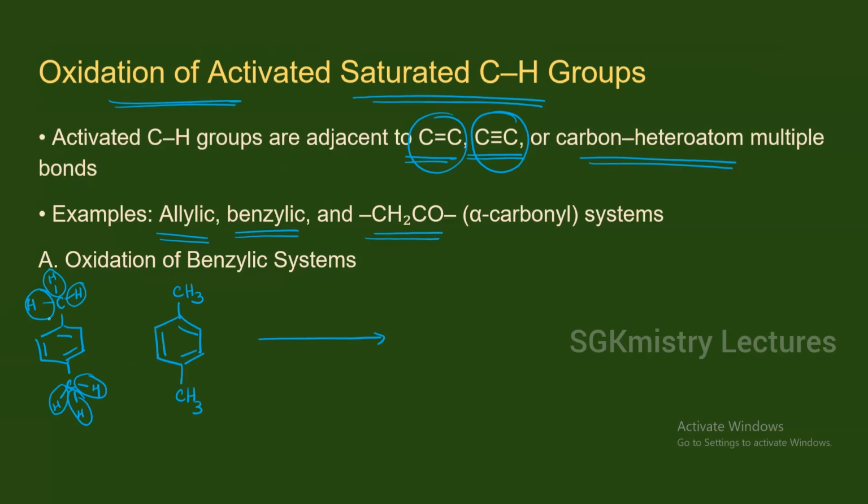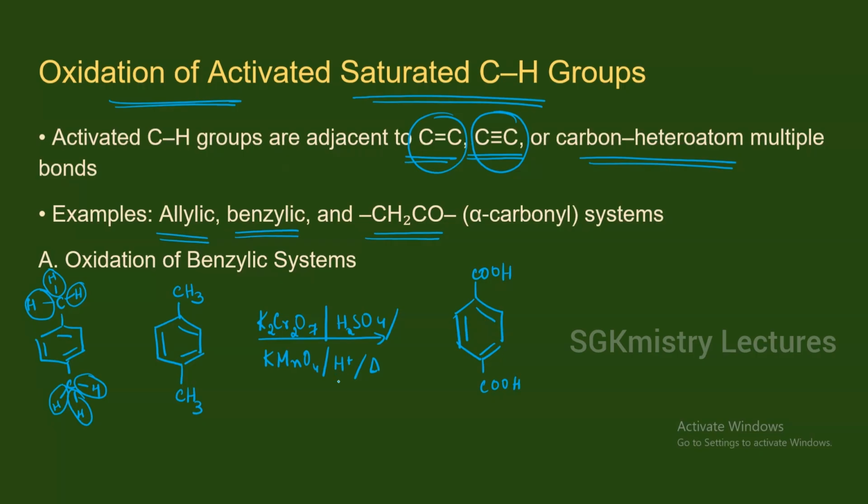Now, we take this particular compound, the benzylic system we are taking into consideration. Now for oxidation of this, we are going to take acidified potassium dichromate. Or you can also take one more, that is KMnO4 in the acidic medium, and then you have to heat it. So you can use any of these reagents. Now, these activated CH groups will be oxidized directly to COOH, right?